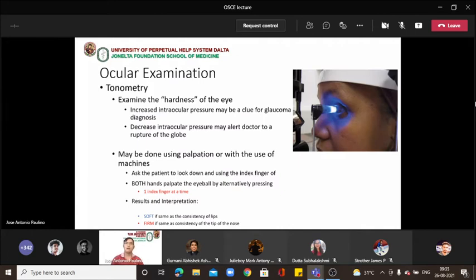However, if the palpated eye or globe gives you the consistency of the tip of your nose, that means it is firm, and it may point you towards a problem with the intraocular pressure. Increased intraocular pressure, as mentioned a while ago, may point you to the diagnosis of glaucoma. Any questions at this point?